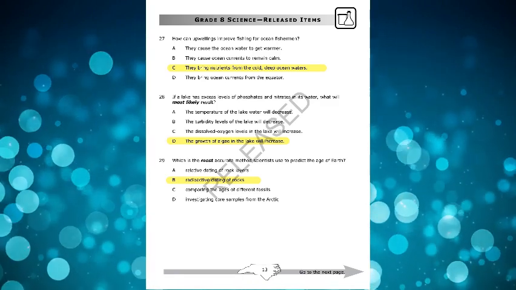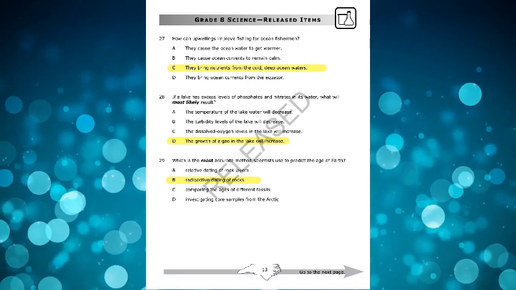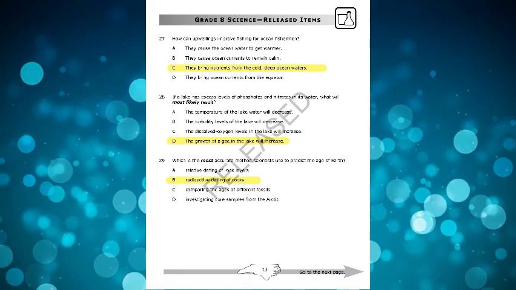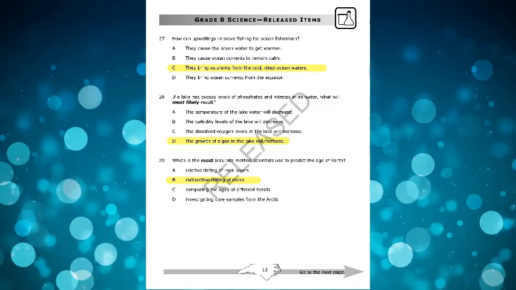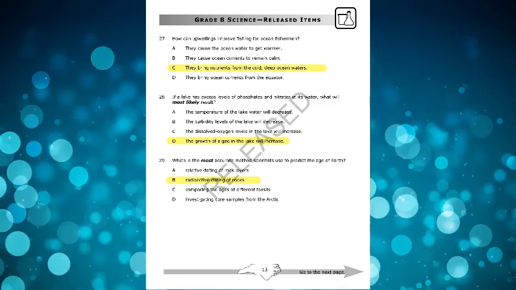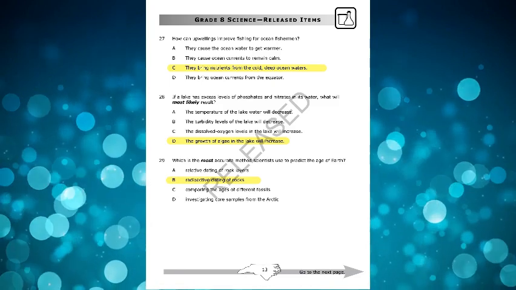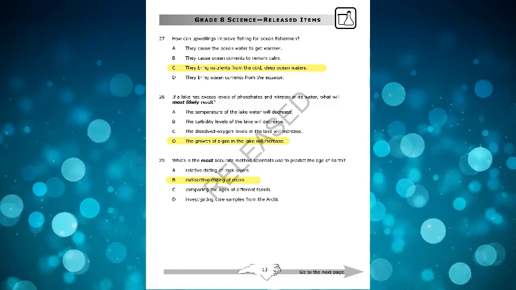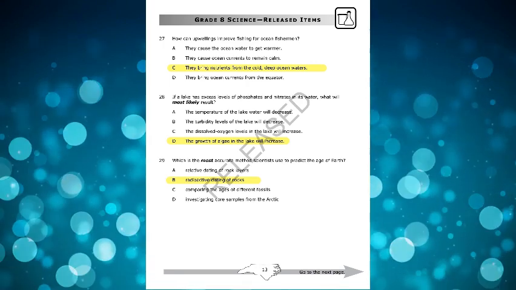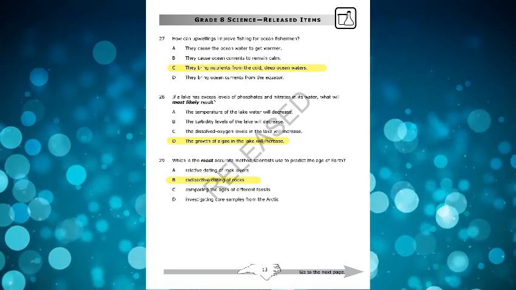So, if a lake has excess levels of phosphates and nitrates in its water, what will most likely result? Again, these are things that you're going to find in pesticides and things like that that farmers might use on plants. But when they get into standing water, they cause an overgrowth of algae. And so you get the algae blooms and things like that. So D is what that one is.